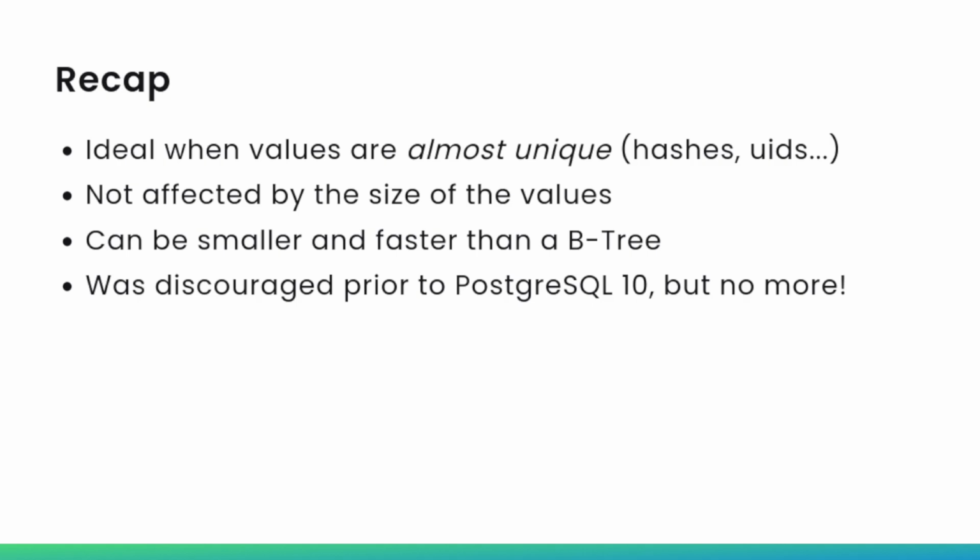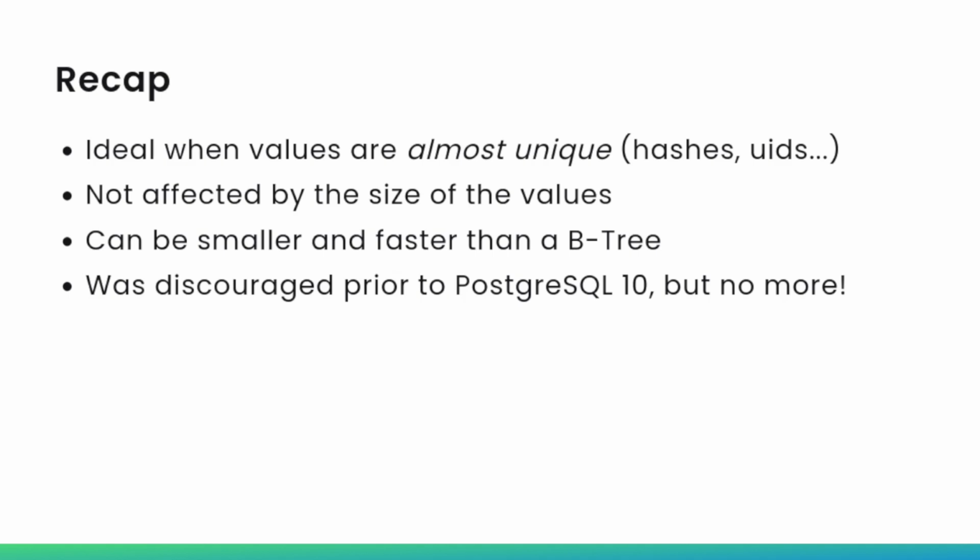Also, as we saw, a hash index is not affected by the size of the values it indexes, because it stores hash values and not the actual values. We also saw that a hash index can be both smaller and faster than a B-tree index. We actually saw that. I did not make this up.